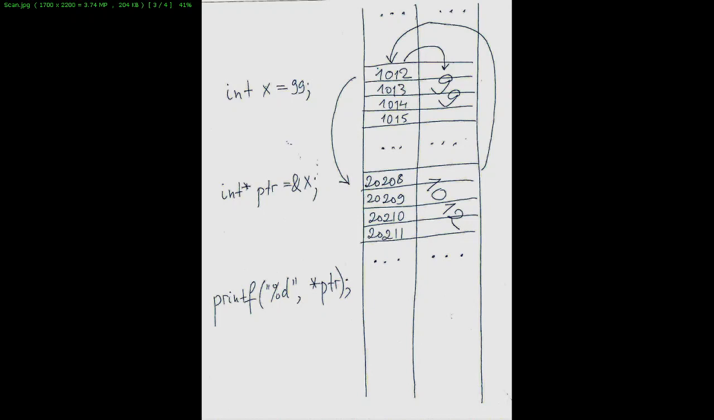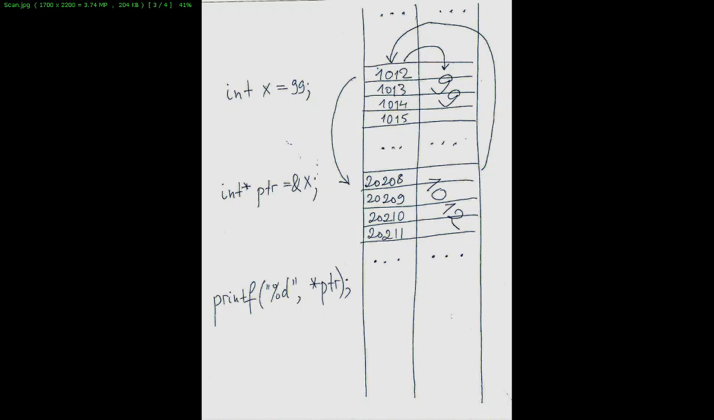So first line, I put 99 into X. What you see here is two columns: memory addresses on the left and memory values on the right. So for example, my X variable happened to be at 1012 memory address. As you know, integer variables are usually 4 bytes. So from 1012 and up to 1015, 4 bytes, it's a variable 99.